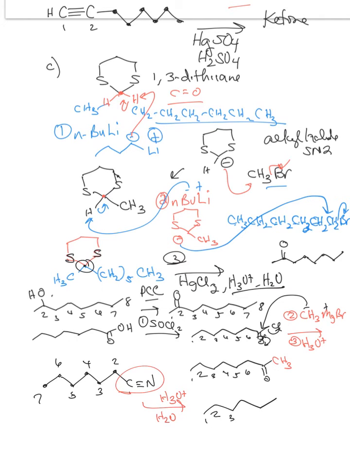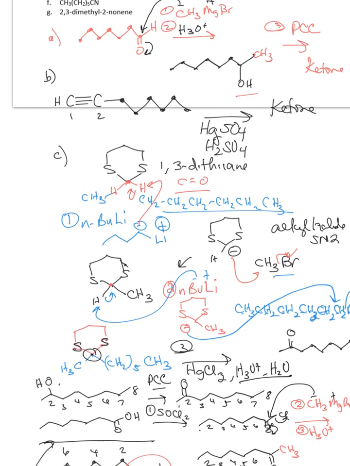And then once you make the carboxylic acid, do the same thing as you did up here, because now you've got heptanoic acid. So you can react it with the thionyl chloride, make the acid chloride, and then react that with the Grignard. So you can do the exact same thing you did up here.